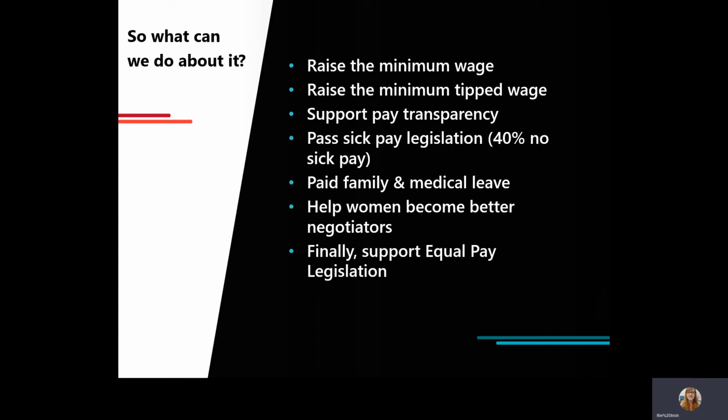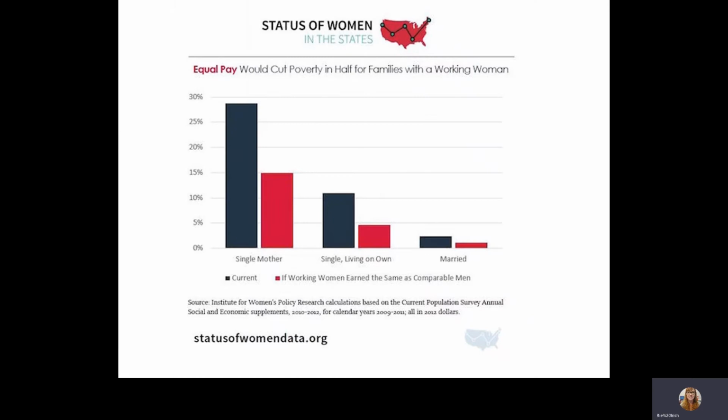Finally, support equal pay legislation. Make it against the law in your state to pay two people who are doing the same job and have the same experience. Make it against the law for them to pay one more than the other. This disproportionately affects women. And remember, equality is not pie. I totally forgot what this slide is supposed to be. Oh, here we go. Equal pay. If we could enforce equal pay, it would cut poverty in half for families that have a working woman. So if you're a single mother, what you're earning right now as comparable to men more greatly affects your family than anybody else.